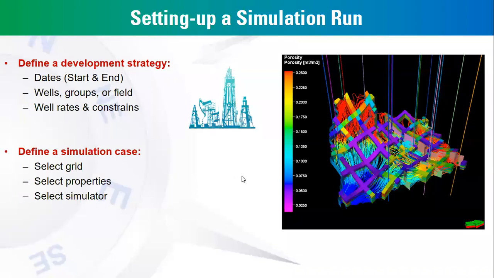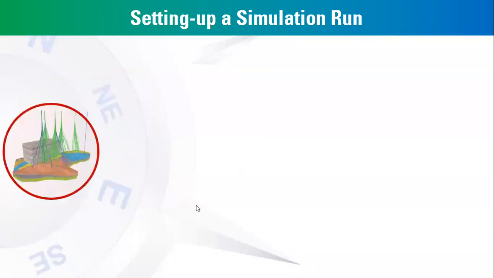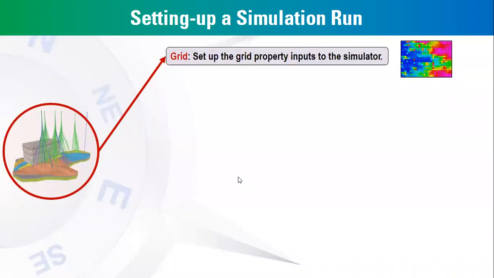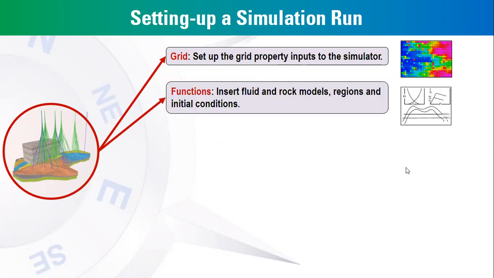And the next step is to define a simulation case. In this step, we have to select a specific 3D grid, define the properties, and select the simulator. So setting up a simulation, you have all of these components. The first is the grid, the 3D grid and the corresponding parameters and properties like porosity and permeability in three directions, permeability in X, Y and Z directions.